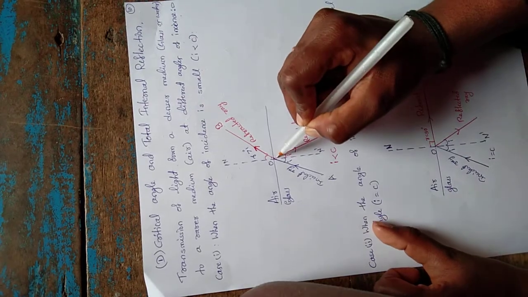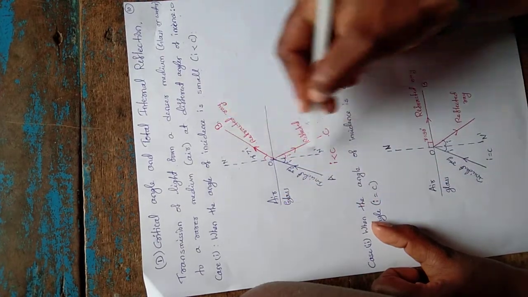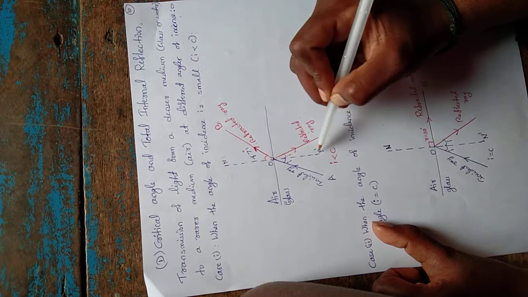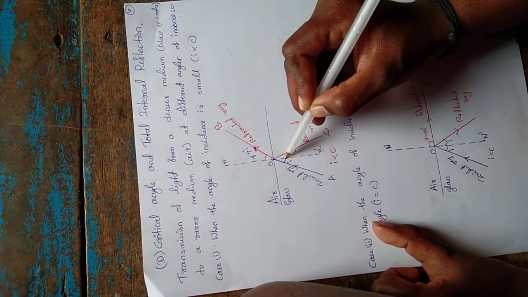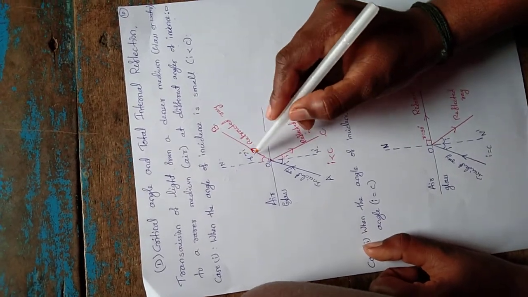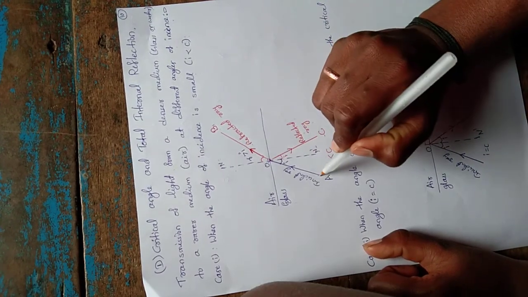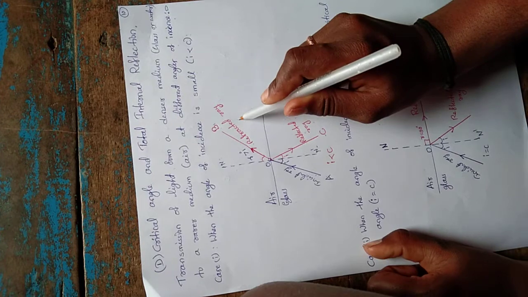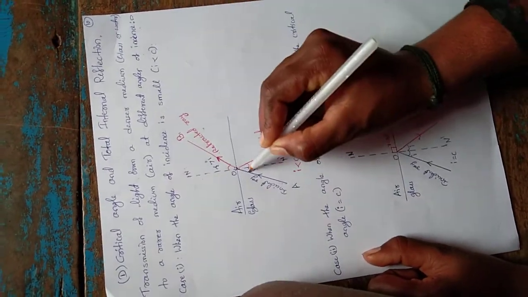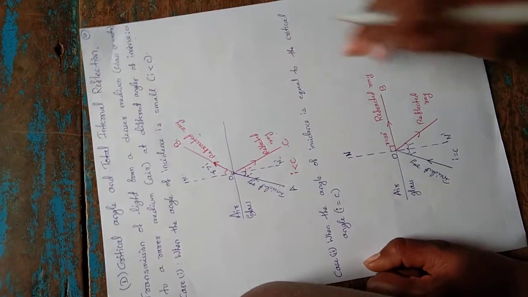AO is an incident ray, OB is a refracted ray, OC is a reflected ray, and N dash is the normal. So the angle of incidence is AON dash, and N dash OC is also the angle of incidence. Here the angle of refraction r is greater than the angle of incidence i. Why? Because the ray is passing from denser medium to rarer medium. In this case also, the angle of incidence i is less than the critical angle.